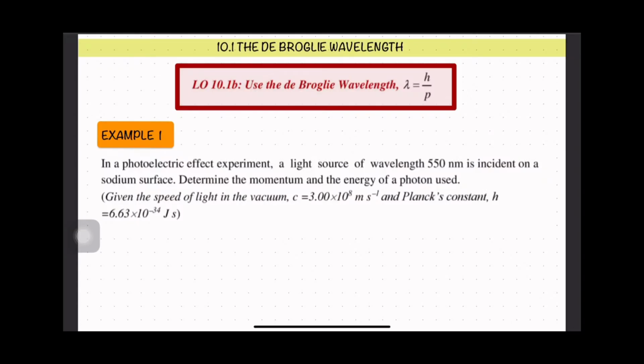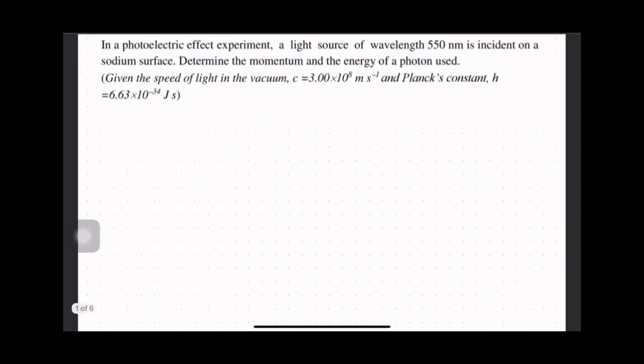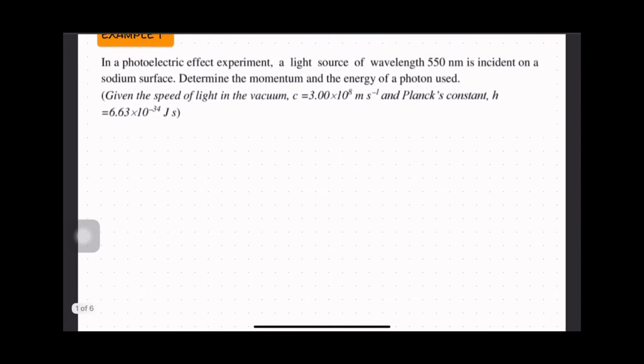Okay, chapter 10, 10.1, the De Broglie wavelength. So, example 1, we have the photoelectric effect experiment. A light source of wavelength 550 nanometer is incident on the sodium surface. Determine the momentum and the energy of the photon used.